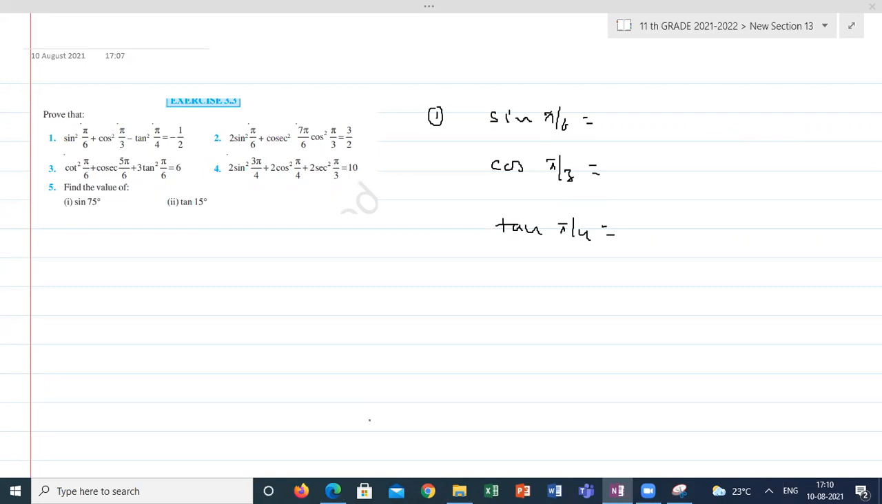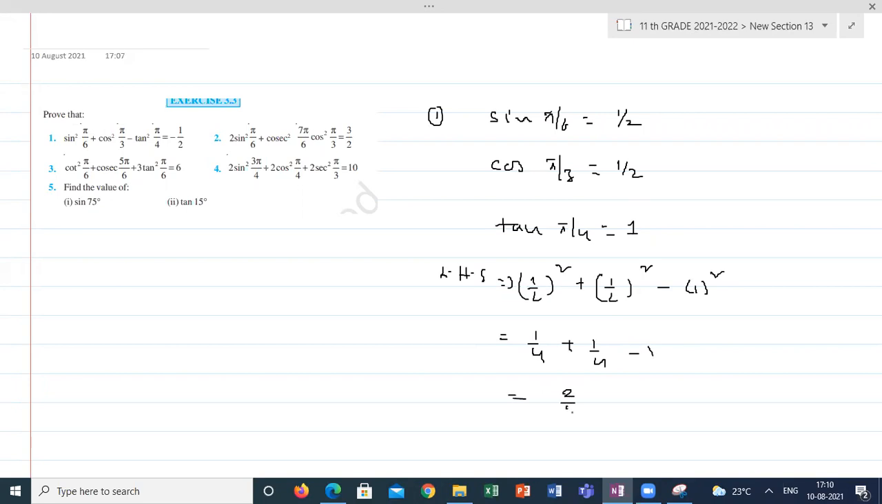1/2. Cos pi by 3, 1/2. Tan pi by 4 is 1. I'm taking LHS, substituting (1/2) whole squared plus (1/2) whole squared minus 1 whole squared. This is 1/4 plus 1/4 minus 1. This will be 2/4 minus 1. (2 minus 4)/4. This is minus 2/4, minus 1/2, which is RHS. So LHS is equal to RHS.